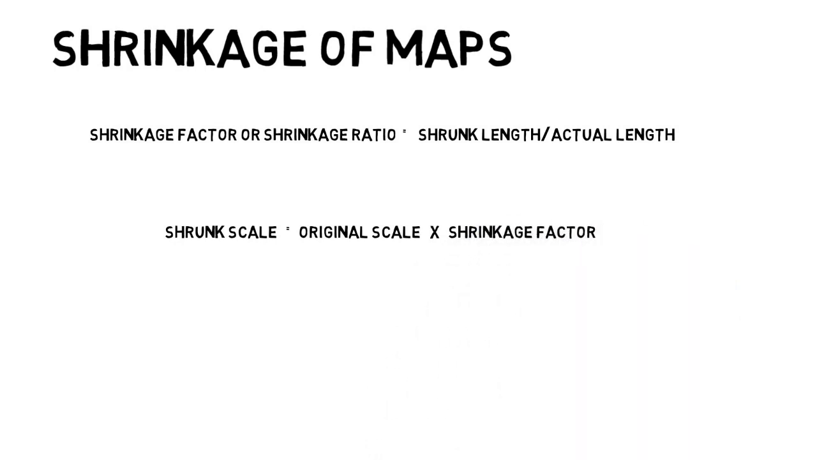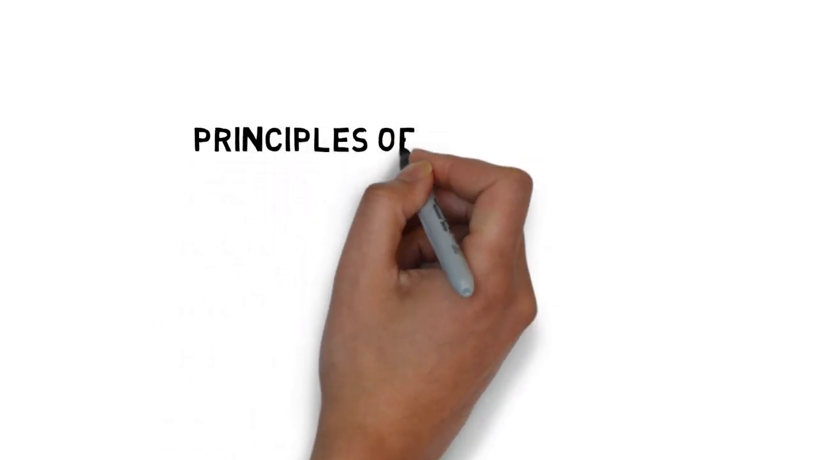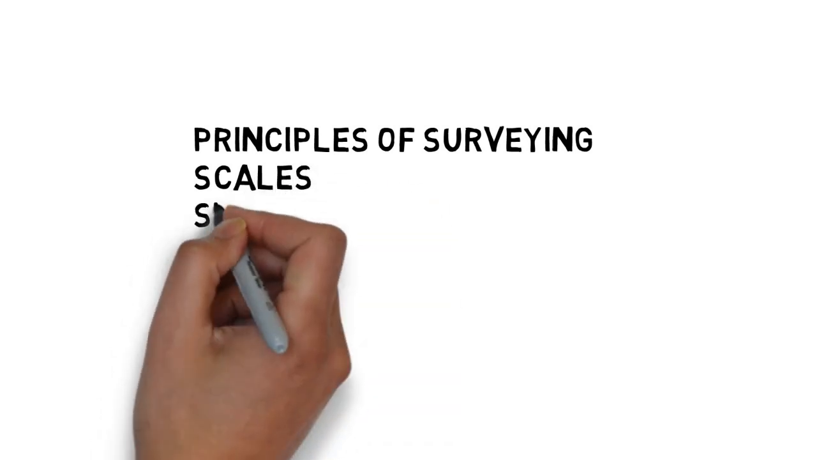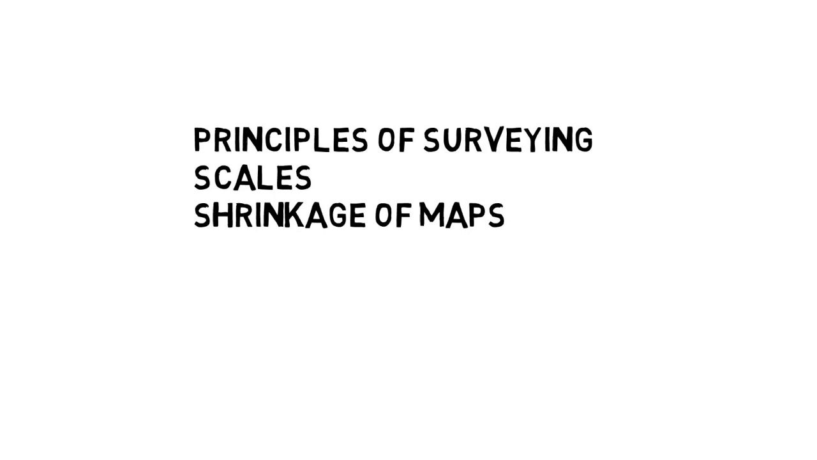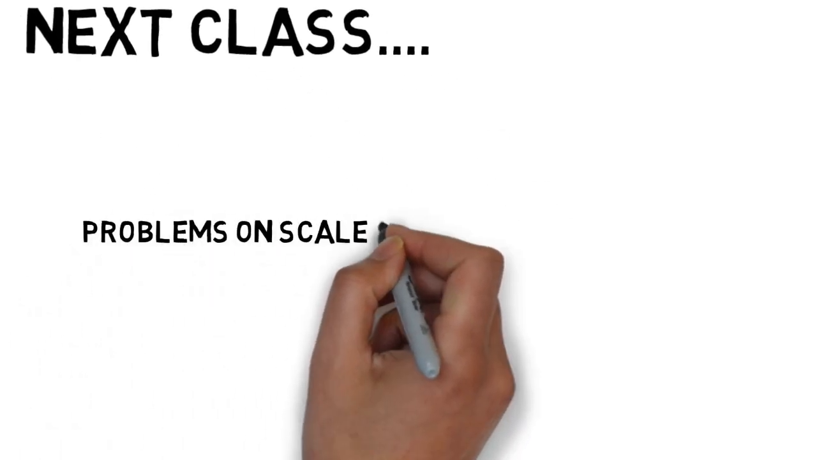I hope you understood today's topic that I covered: 1. Principle of surveying. 2. Scales. And 3. Shrinkage of maps. In the next class I will explain some problems on scales and shrinkage of maps.